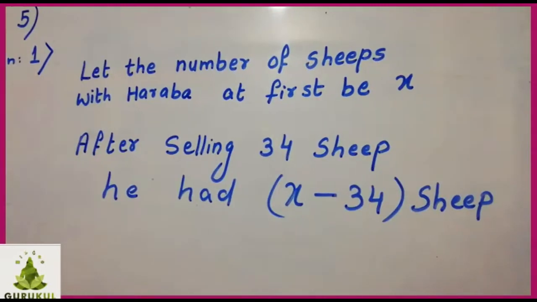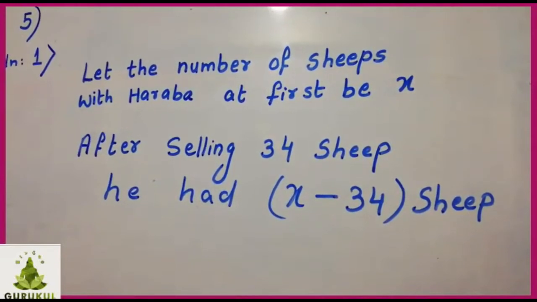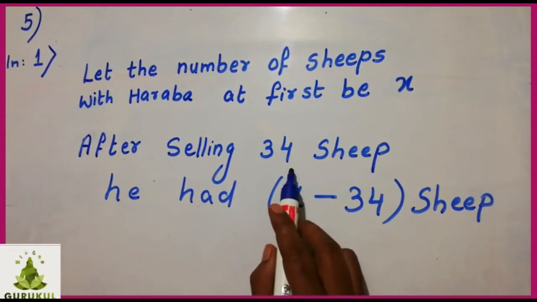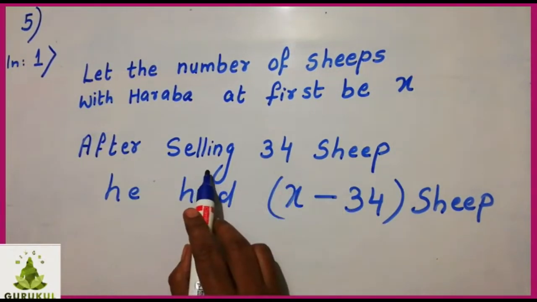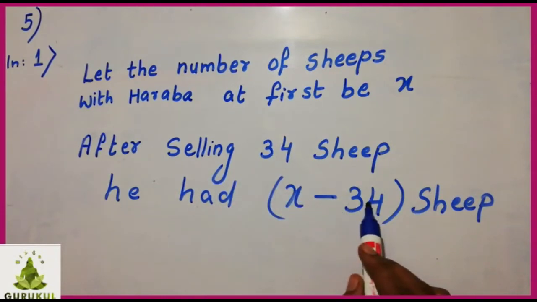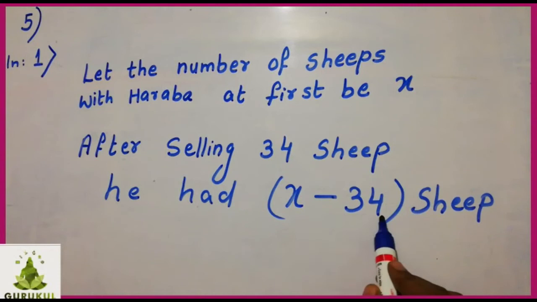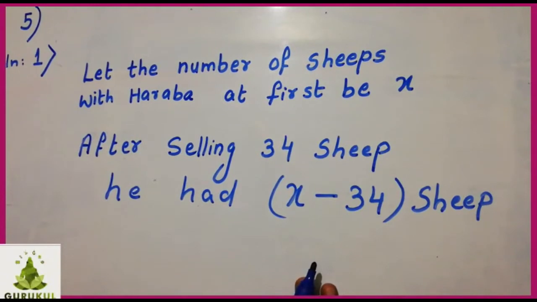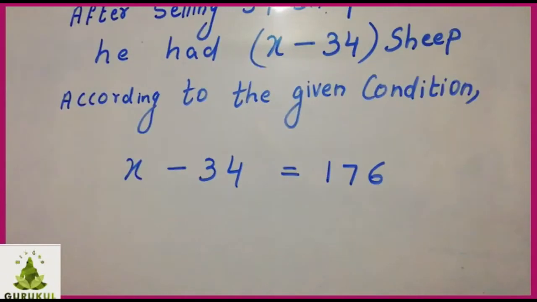Now the next step is, after selling 34 sheep, how many sheep does he have? Total was x number of sheep. From that, 34 went away. He sold. Selling means sold, means went away, means minus 34 sheep. This many sheep he has now. Is it clear to you? After selling, how much is the total given? He still has 176 sheep is given to you. So after selling he has 176.